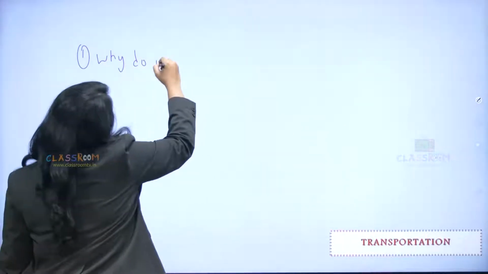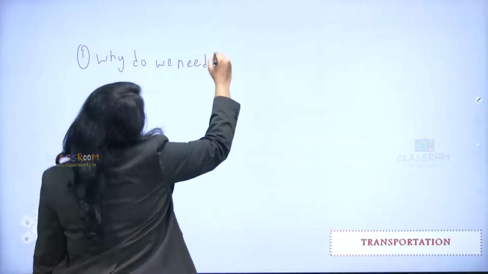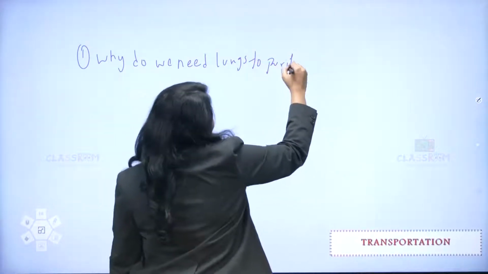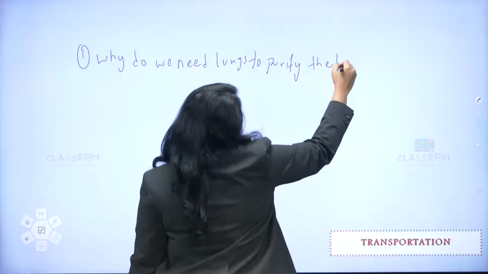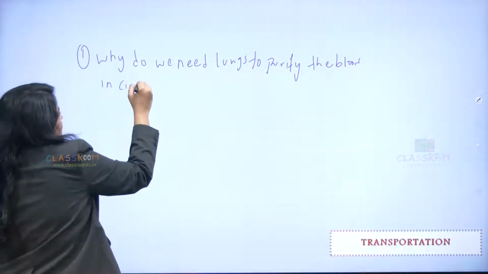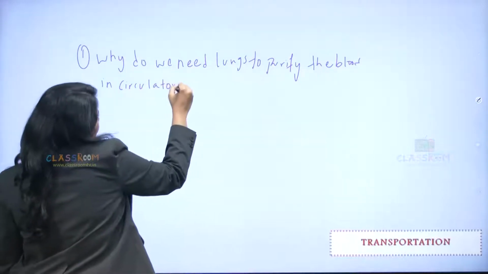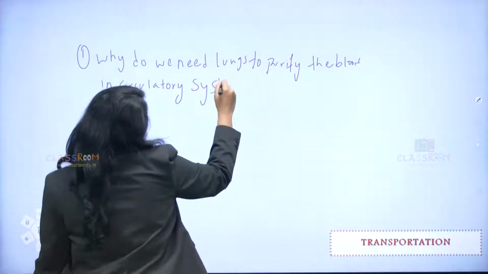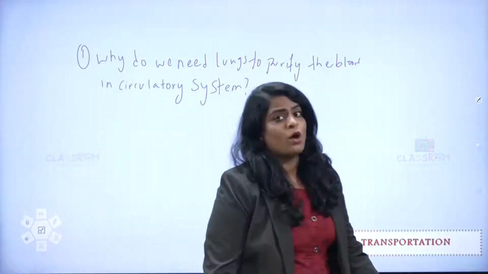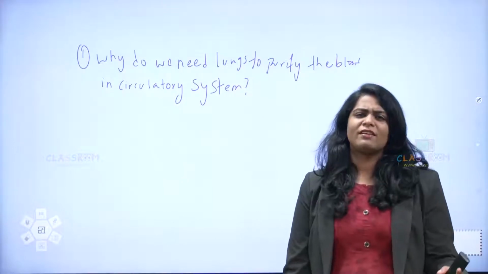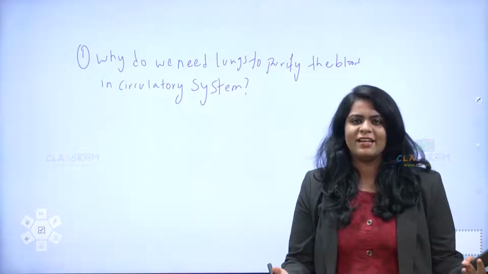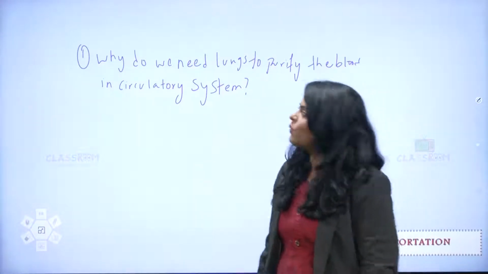Why do we need lungs to purify the blood in the circulatory system? Can anyone tell me? Because I have always thought as a kid that the circulatory system just involves the heart. I have never thought that lungs play a role. And you must also be wondering, why do we really need lungs, right? So do you know the answer?